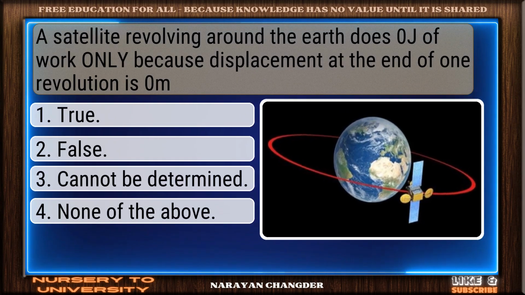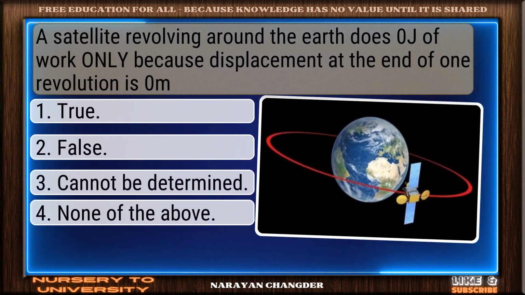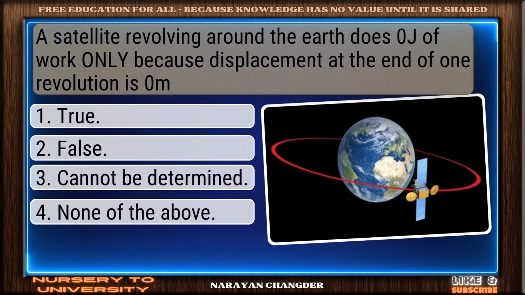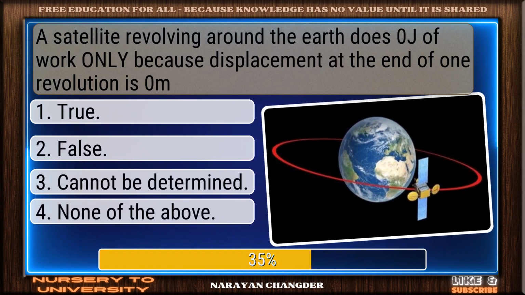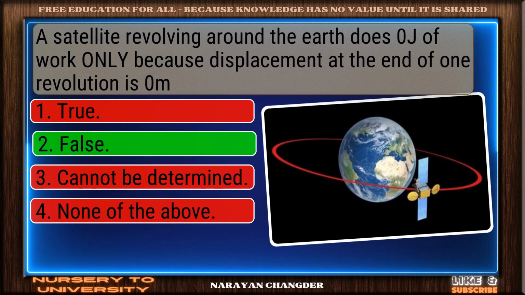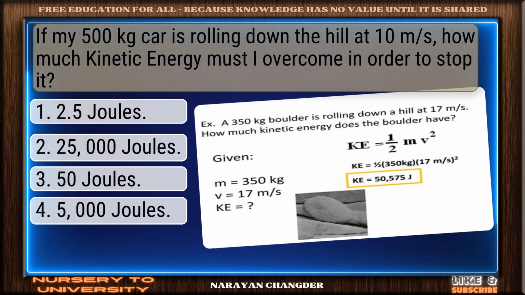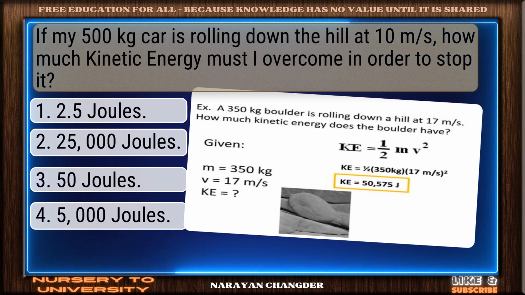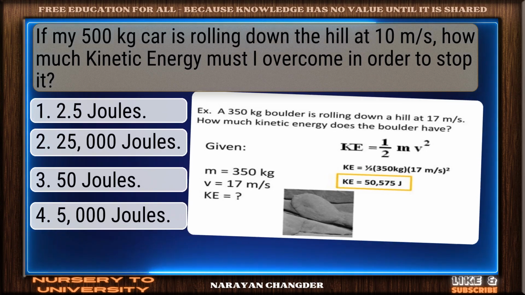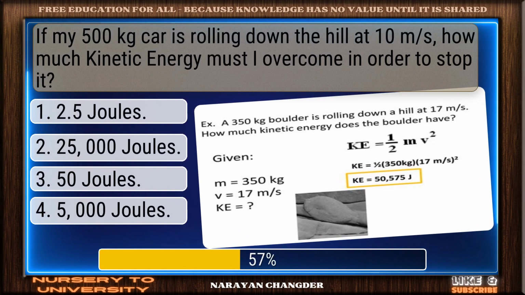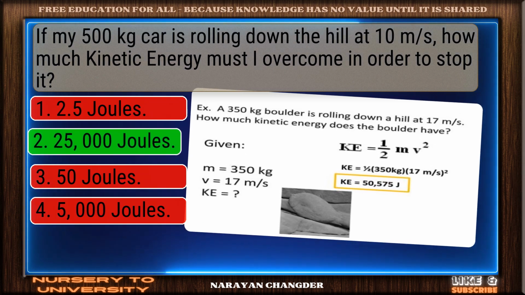Question number 24. A satellite revolving around the Earth does 0 J of work only because the displacement at the end of one revolution is 0 m. Good job. Your answer, false, works well here. Question number 25. If my 500 kg car is rolling down the hill at 10 m/s, how much kinetic energy must I overcome in order to stop it? Excellent choice. 25,000 joules is the right answer.